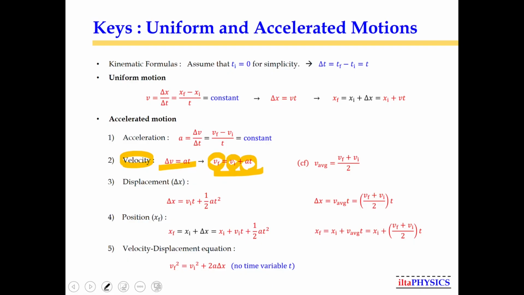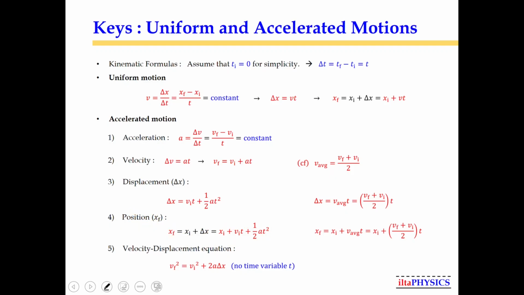Next, the change in position or displacement in accelerated motion results from two factors. One part is the v_i times t part, which represents the uniform motion if the initial speed were maintained. The other part is the 1/2 a t squared part, which represents the additional displacement caused by the acceleration. Consequently, the final position of the moving object is the initial position plus the sum of these displacements. This results in a quadratic equation regarding time, which can look a bit complex.